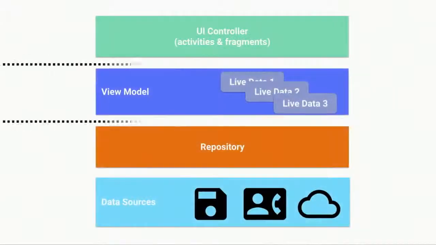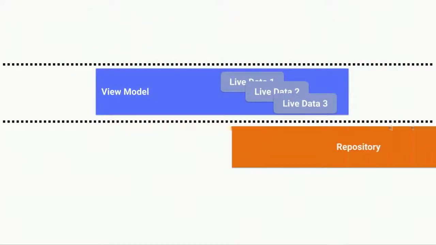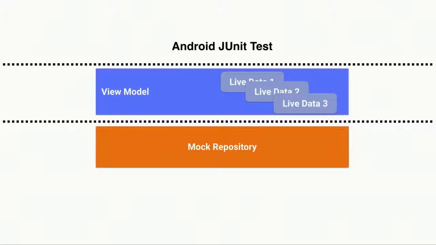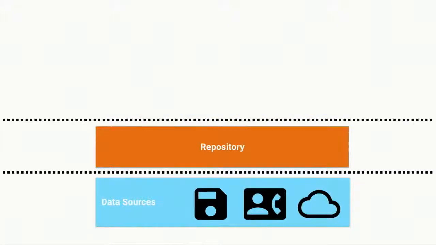And the same thing is valid for view models. If you want to test the view model, you know it only talks to the repositories. You replace it with a mock repository, and it works. And you can even test your view models on your host machine, on the JVM. And last but not least, you can test the repository the same way. You just mock the data sources. You can easily test your repositories as JUnit tests.